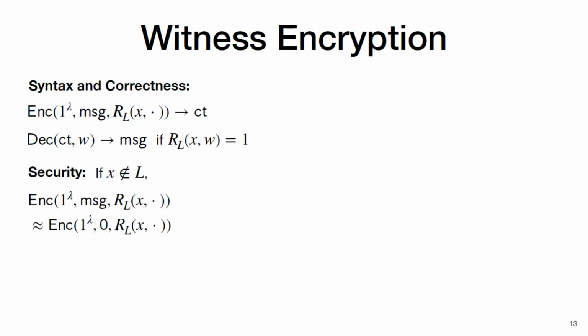Security says the only property required is if X is not in the language. So if the ciphertext was generated for an invalid instance with respect to the relation, then encryptions of some arbitrary message of your choice should be indistinguishable from something unrelated like an encryption of 0. In terms of efficiency, we require that the size of the ciphertext is polynomial, not only in the security parameter and the size of the message, but also in the size of the relation. So we allow a polynomial dependence on the size of the relation.